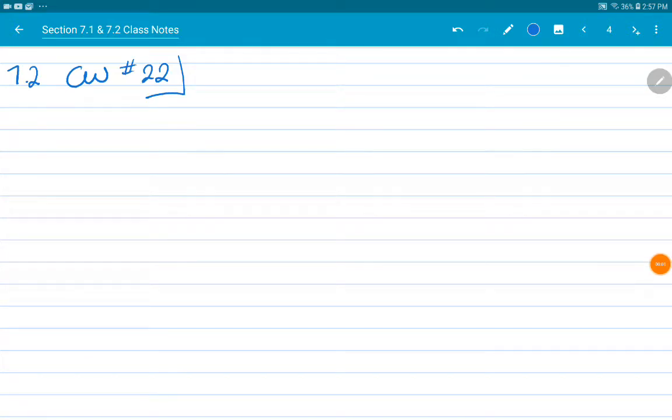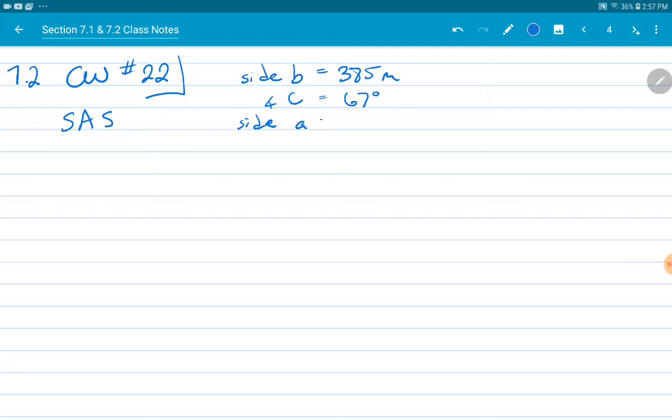In section 7.2, number 22 gives us a side angle side problem where they give us side B is 385 meters, angle C is 67 degrees, and side A is 490 meters.